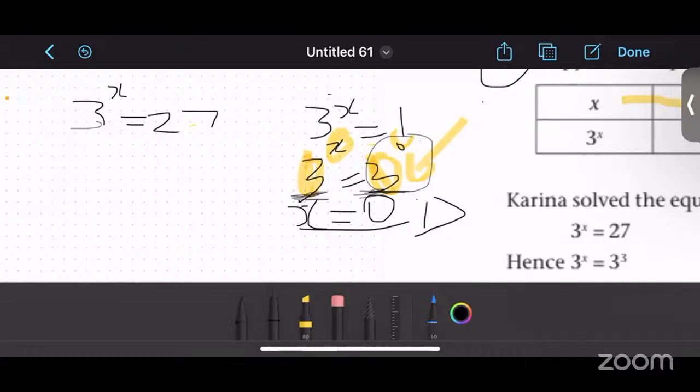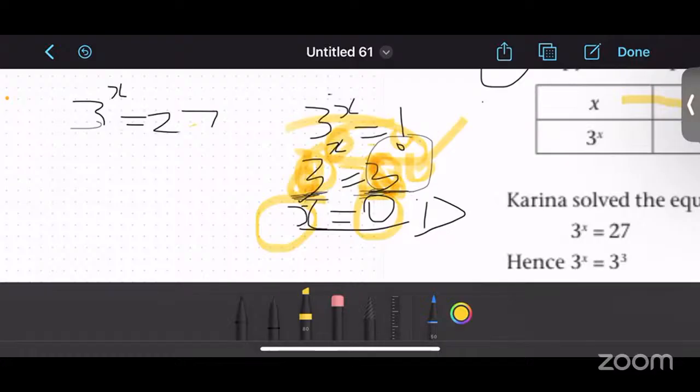Then the bases are now the same, which is 3 and 3. These are the bases. They are the same. When they are the same, we can work with exponents. Hence, we had x is equal to 0 because the 3 and the 3 are the bases and they are the same. We forgot about them and focused on the exponents.